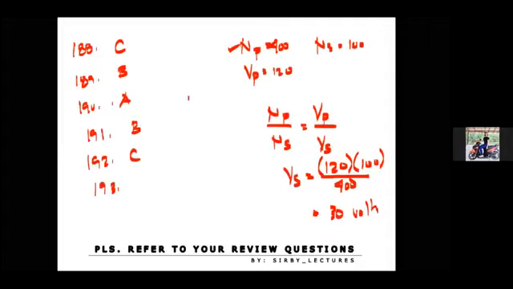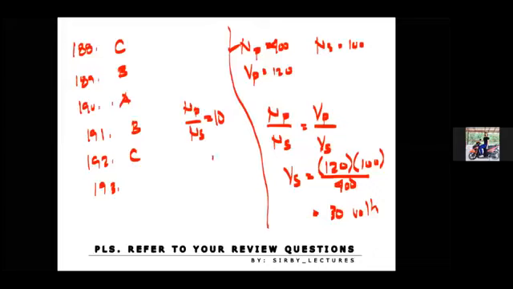for 193, a transformer has a 10:1 ratio. Okay, as it says here, N sub P over N sub S is equal to 10. And if the primary voltage is 120, determine the voltage on the secondary. Okay, so therefore 10 is equal to V sub P over V sub S, the ratio of the primary voltage to the secondary voltage. This is just V sub S is equal to 120 divided by 10, that's 12 volts. 193 is letter A.